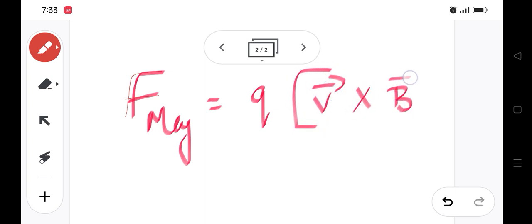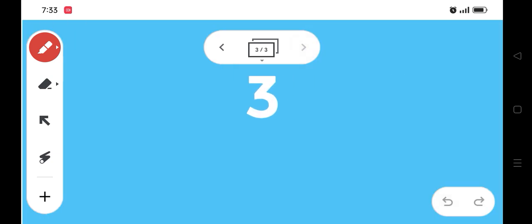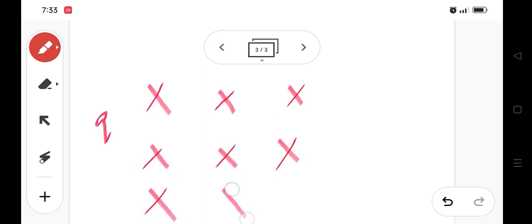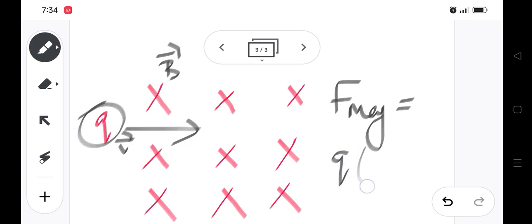That is, Q is the charge, V is the velocity of the charge, and B is the magnetic field. So when a charge Q enters a region where there is a magnetic field with a velocity V in a direction perpendicular to the direction of the magnetic field, then we get this magnetic force experienced by the charge, equal to Q into V cross B.